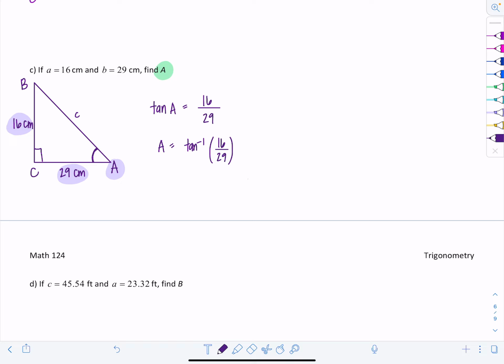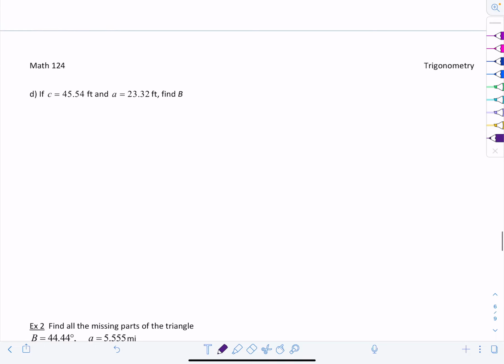And then we're rounding to 2 decimal places, so you should get about 28.89 degrees. Okay, and don't worry about having to divide 16 over 29 ahead of time. As long as you have a scientific calculator, then it will take care of all of that for you, and you'll have the most accurate answer possible. All right, good. A few more.